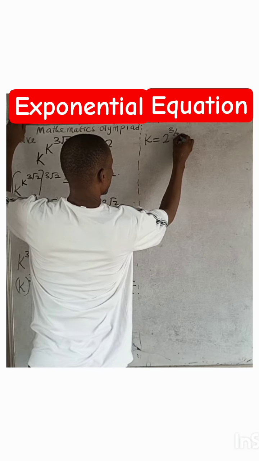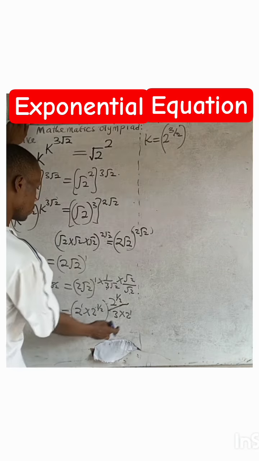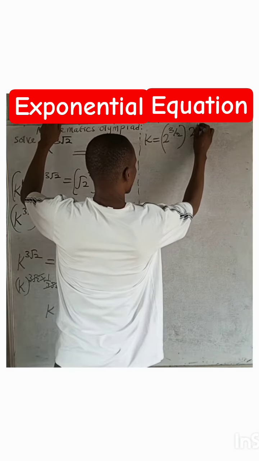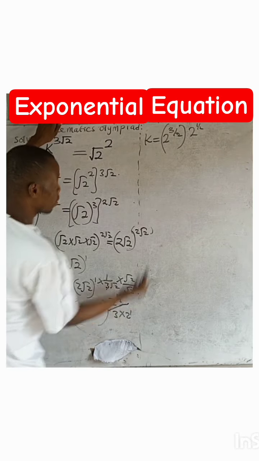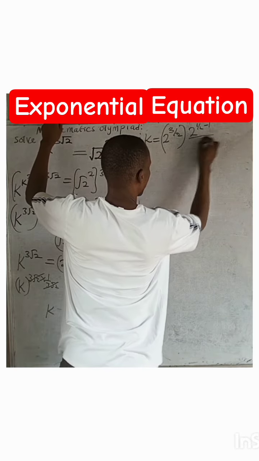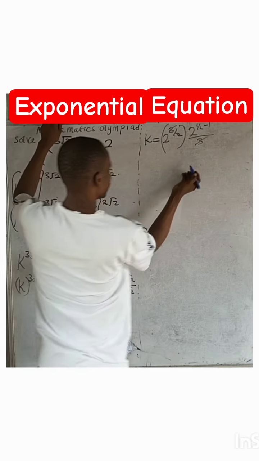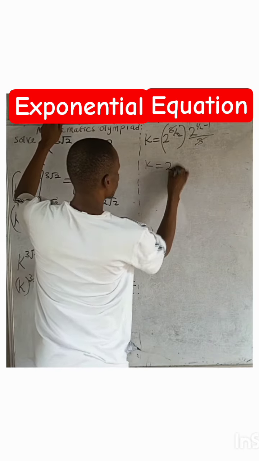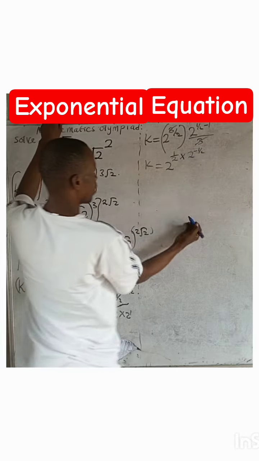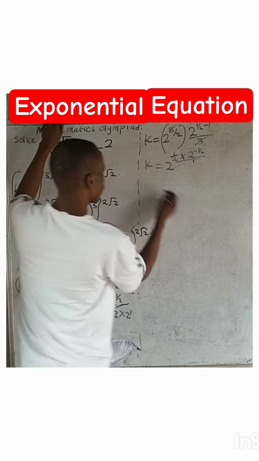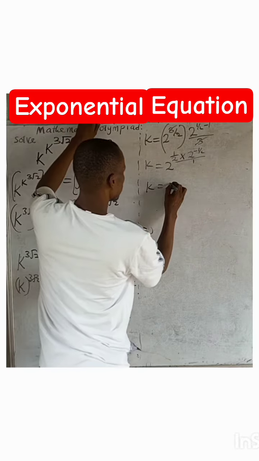3 over 2. So everything is raised to what? 2 raised to power half. This one is division, so the power is 1. So 1 minus 1 all over 3. So this 3 cancels the 3 out. So I'm going to have k equals 2 raised to power 2 raised to power half minus 1. So this over 1. So k will be equal to what?